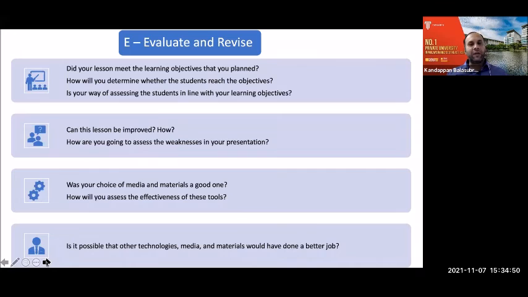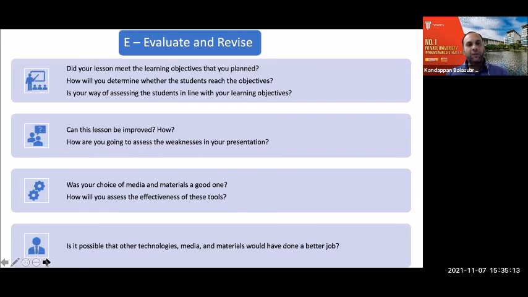The second one, if there is any space for improvement, you are looking at whether this lesson can be improved. If yes, how? Whether I'm going to improve in terms of teaching material, or I'm going to improve my assessment, or I'm going to improve my engagement. So I'm going to look for my weakness in my presentation, right? So based on that, I'm going to improve that.